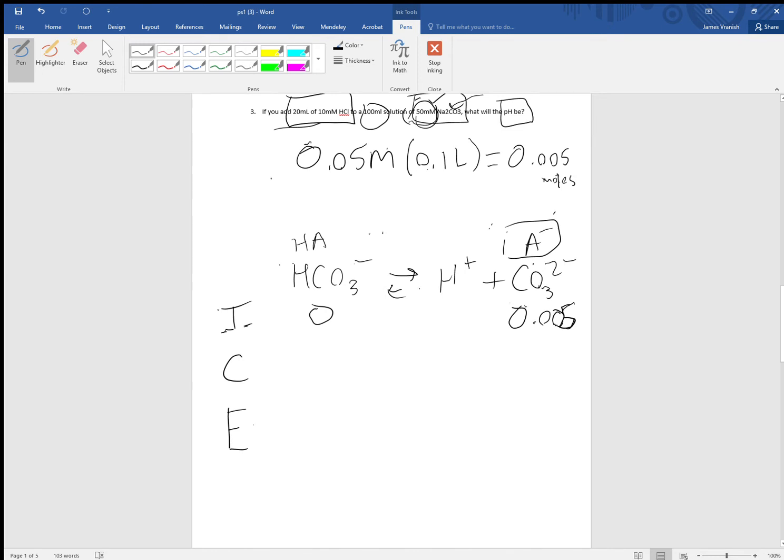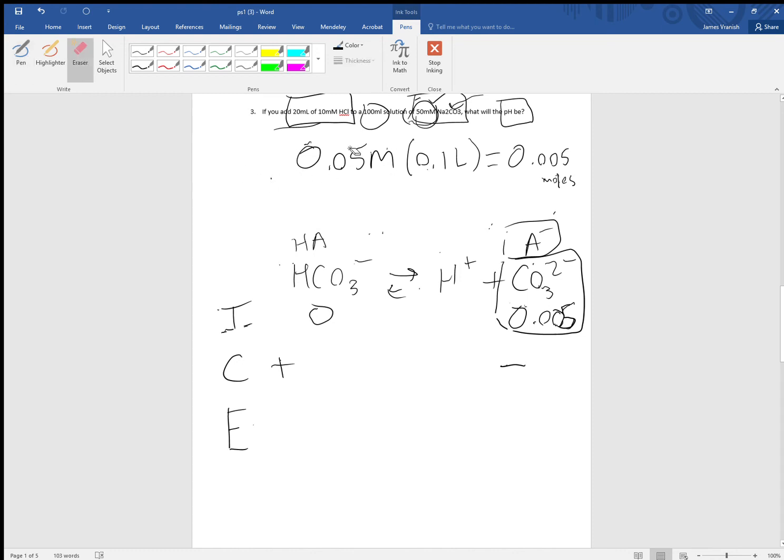Now we're ready to calculate our change. We're adding in a strong acid, so we assume the strong acid is going to completely react with the carbonate, because the H plus is going to react with the carbonate. So we're going to lose some amount of carbonate, but we're also going to gain that exact same amount of bicarbonate down here in our table. The question is, how much are we losing and gaining?